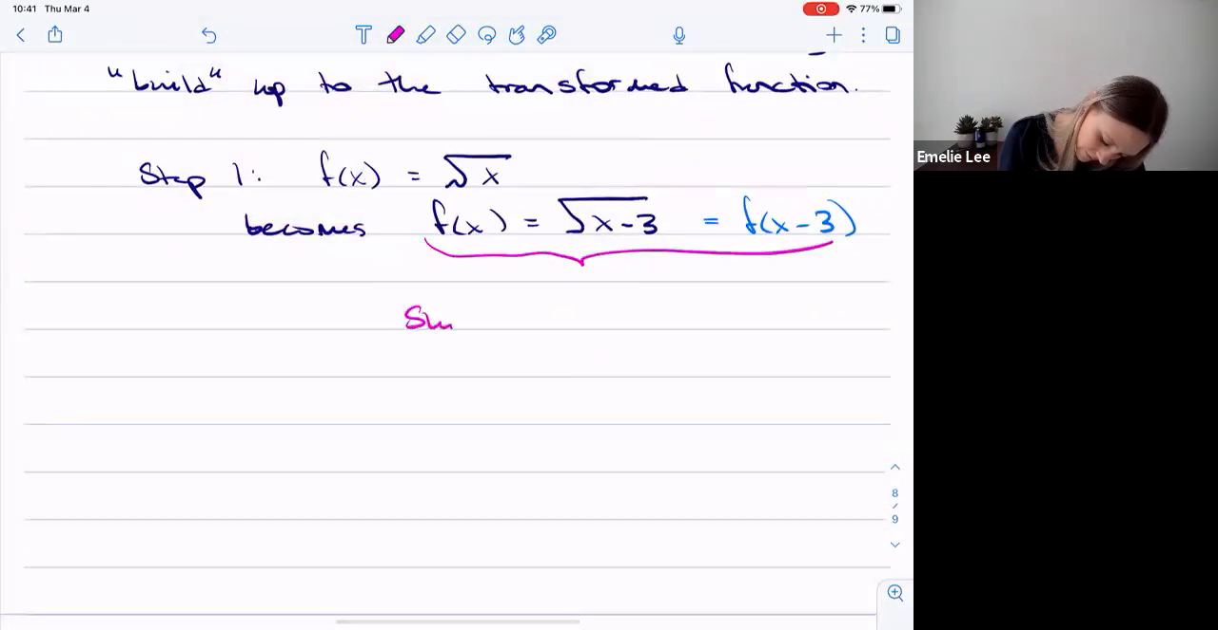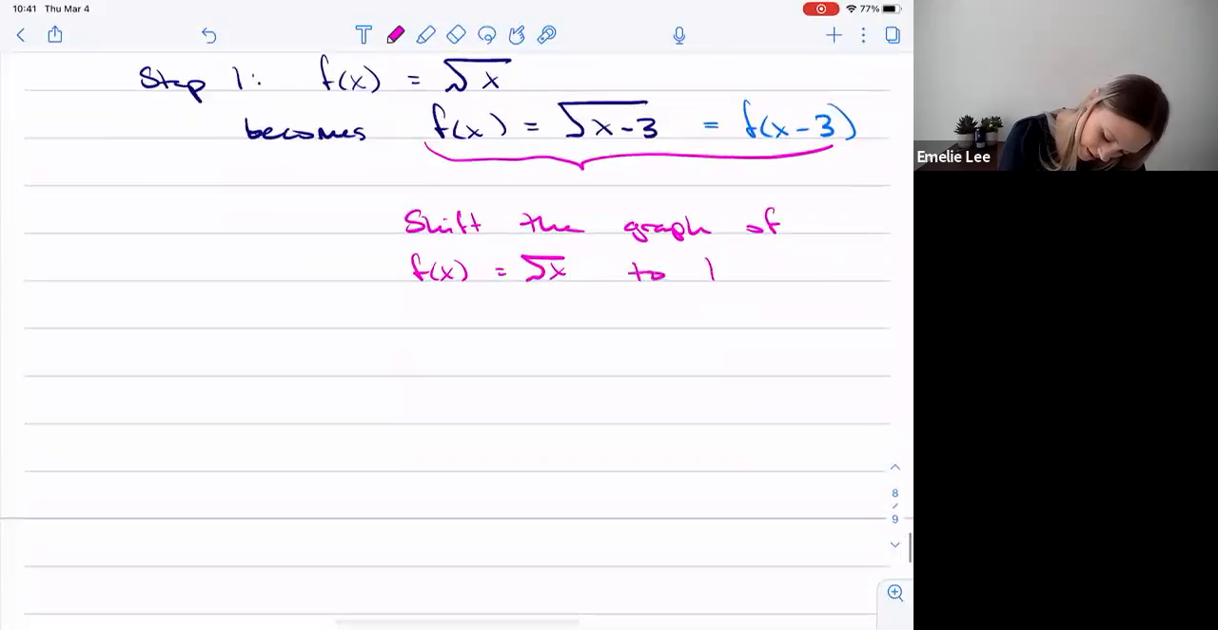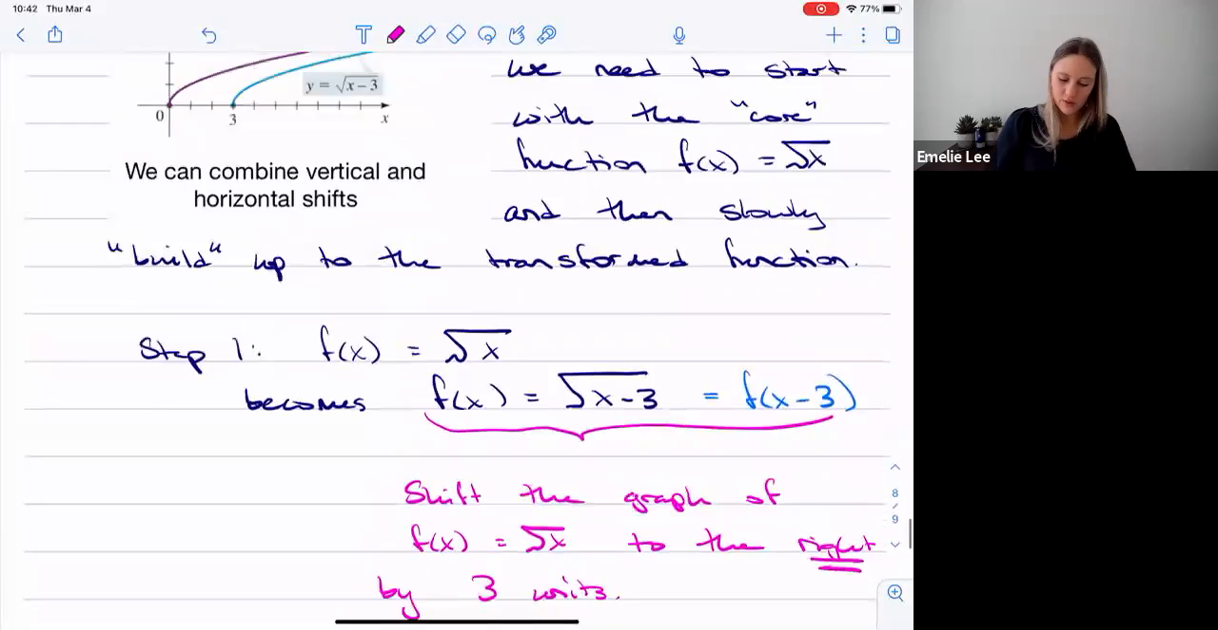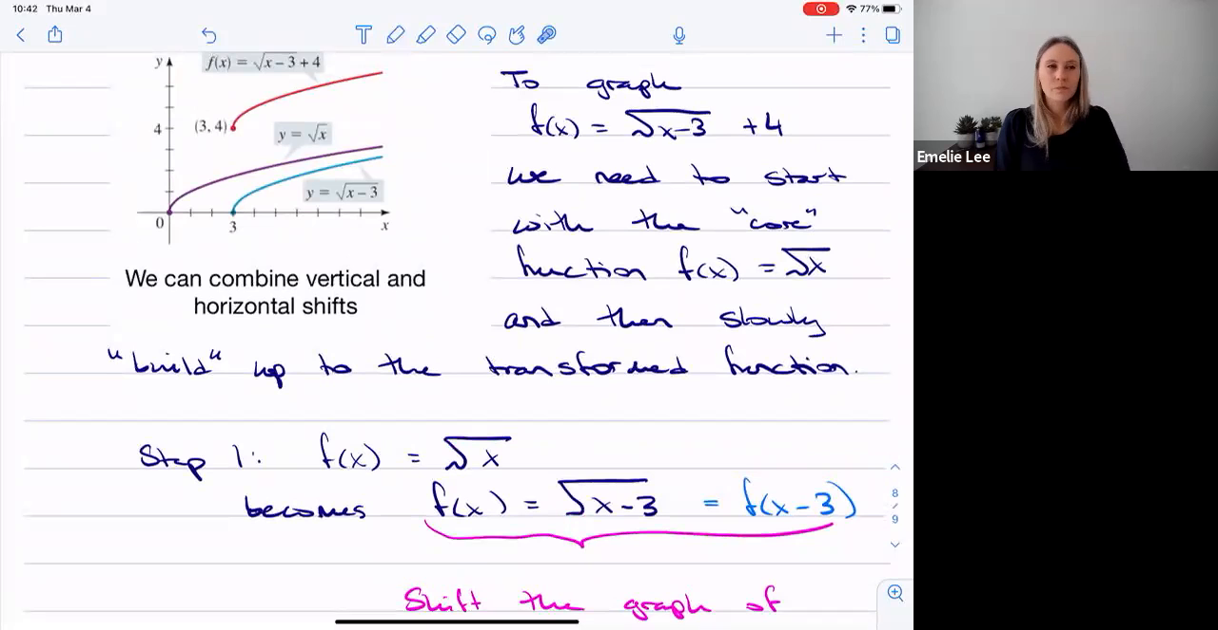Shift the graph of f of x equals the root of x to the right by 3 units. All right, and it's important that we kind of put the brakes on and say, okay, it has to be to the right.